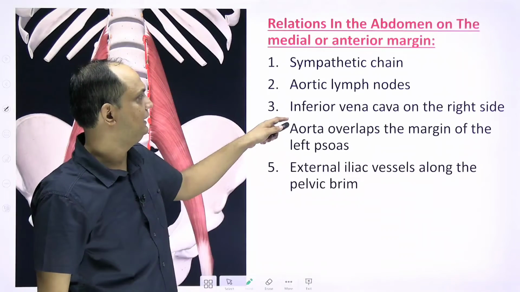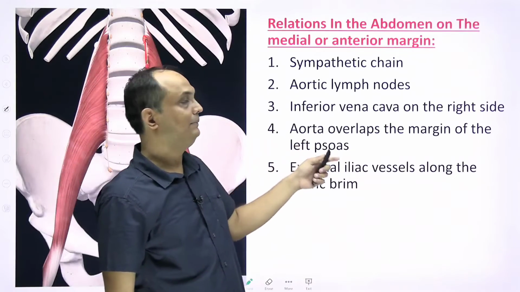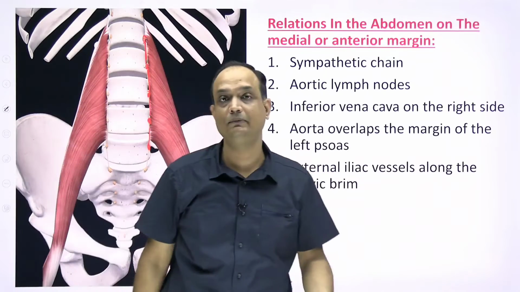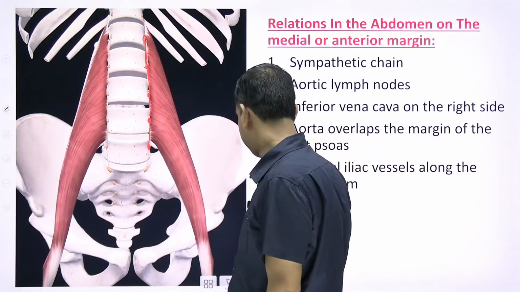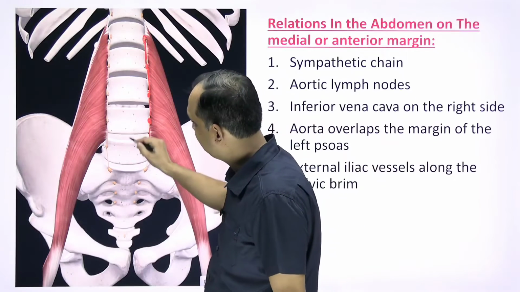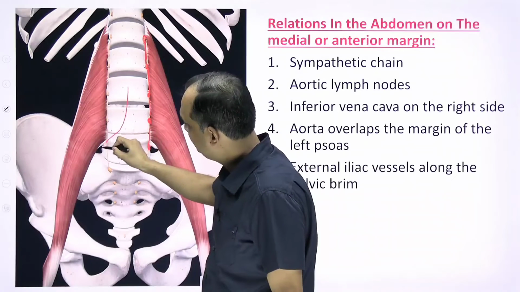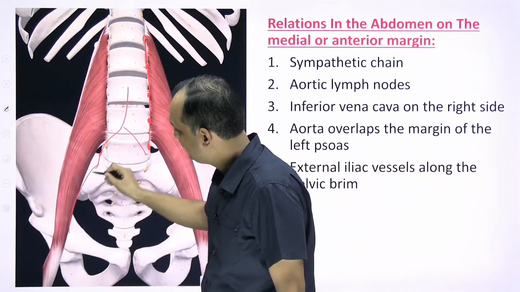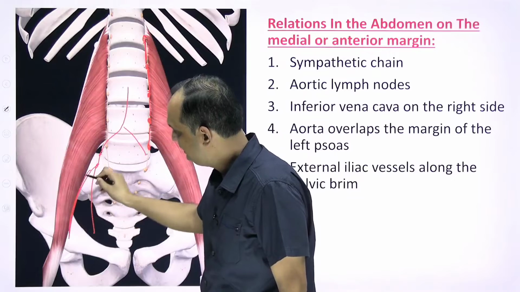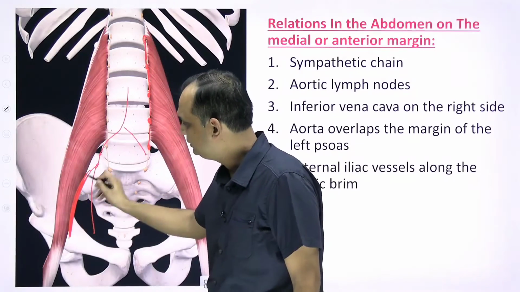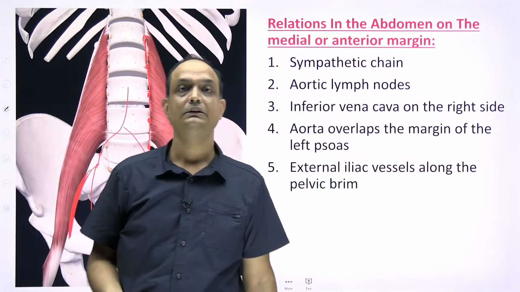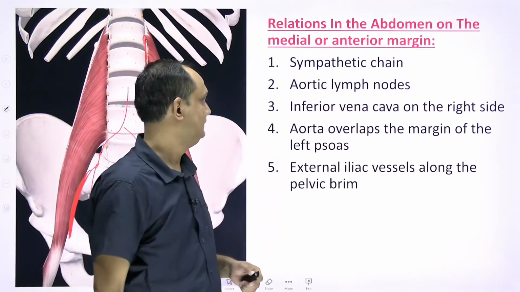Then you have the inferior vena cava on the right side, the aorta overlaps the margin of the left psoas, and the external iliac vessels run along the pelvic brim. You know that the terminal end of the aorta divides into the common iliac, and this common iliac gives the external iliac and internal iliac. So this external iliac runs here along the margin of the pelvic brim, where you have the medial border of the psoas major muscle.